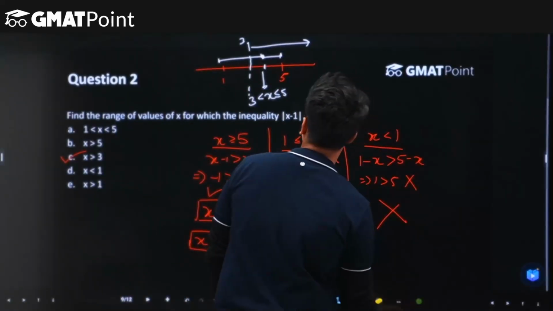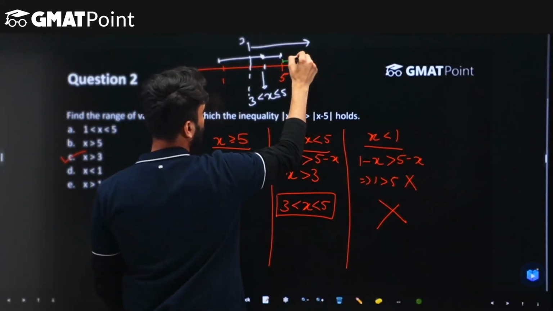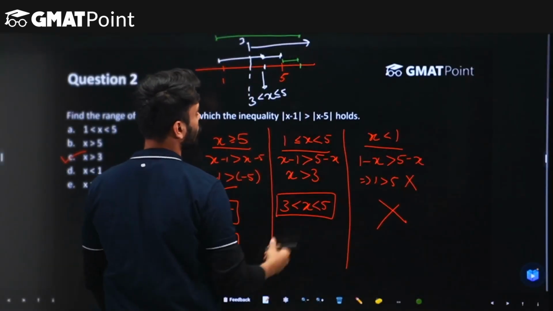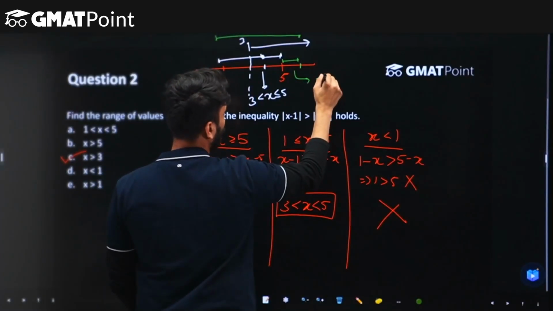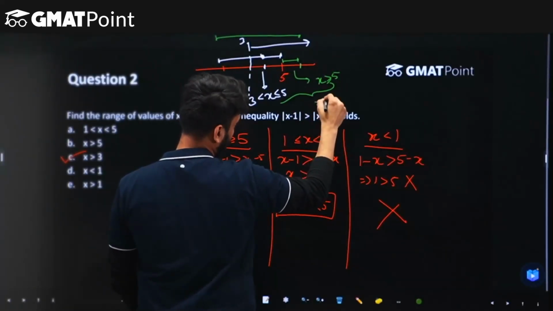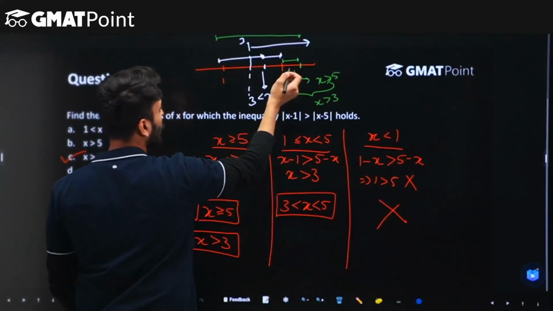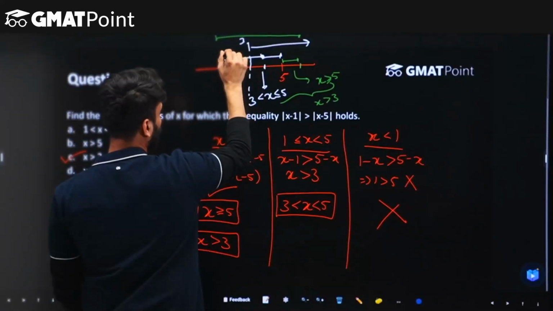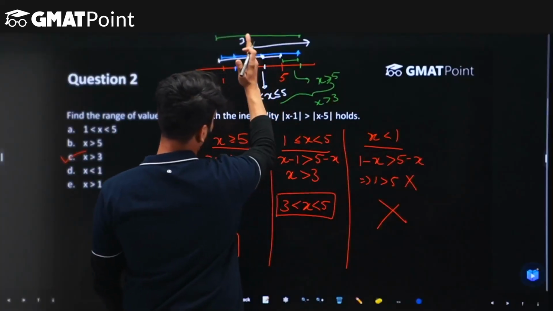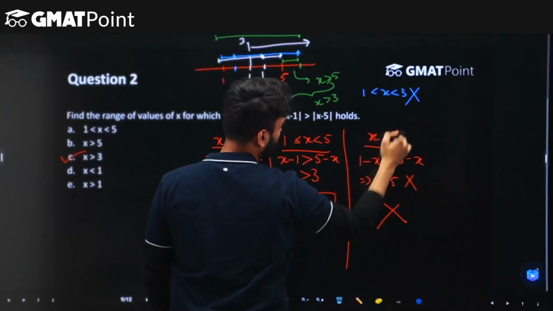And for the second example, if I am going anywhere right of 5, let's say this point over here, distance from 5 is that, and distance from 1 is that, which is clearly much larger than the distance from 5. So the second case gives me x greater than 5, which, combining these two, gives me x greater than 3. And anywhere left of 3, let's say this point, this is the distance from 1, but this is the distance from 5. So anywhere left of 3 won't work. So x greater than 1 and less than 3 is not a valid region.